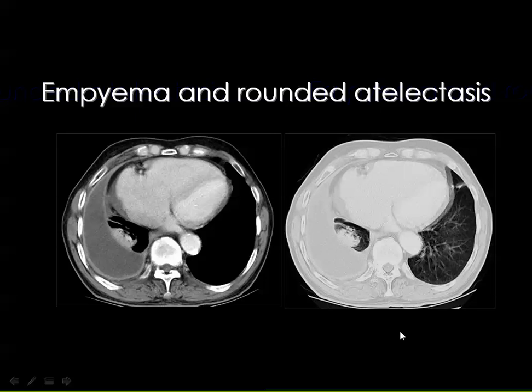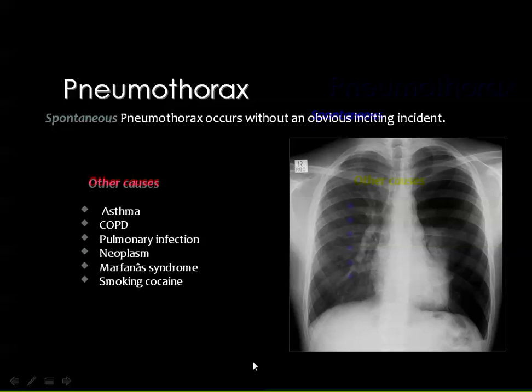And this is an example of round atelectasis secondary to empyema. And you remember this example. This is an empyema with a round atelectasis here, and you can see the loss of volume, you can see air bronchogram, and you can see the linear radiating shadows from the inner surface of the lesion.